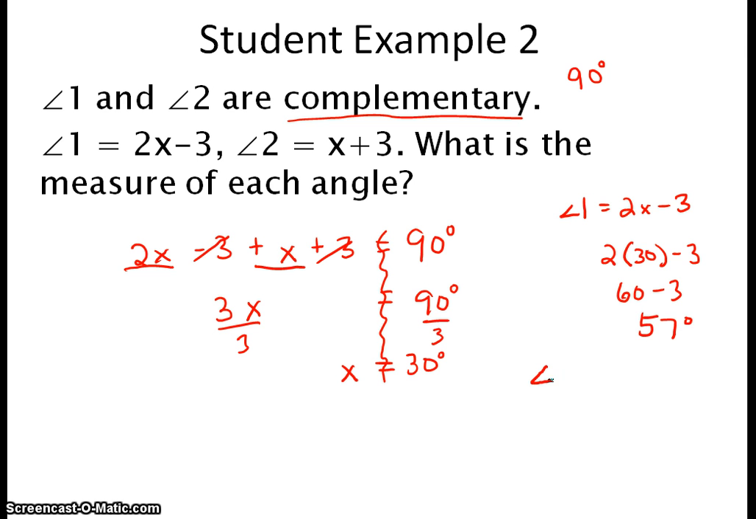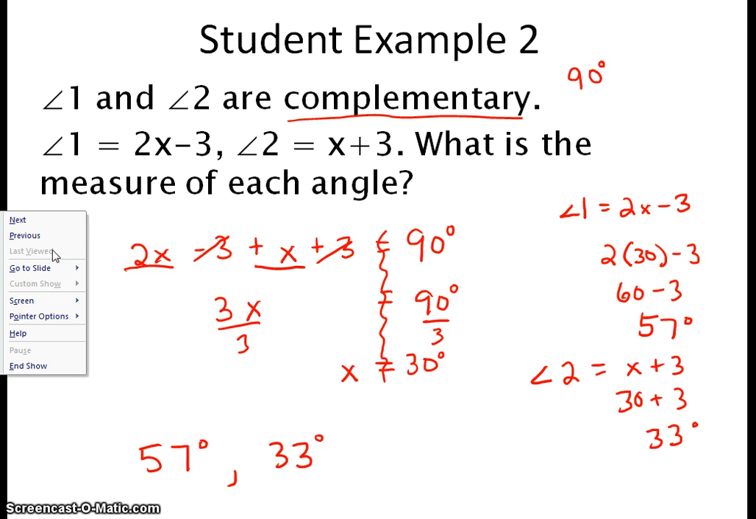Alright, so now angle 2 is equal to x plus 3. So I'm going to take my x value and plug it in right there. And 30 plus 3 is 33 degrees. So what is the measure of each angle? Well, one angle is 57 degrees. And one angle is 33 degrees. And we can check: if we add these two numbers together, we'll get 90, which means that they are complementary. Alright, let's go on to our very last example.